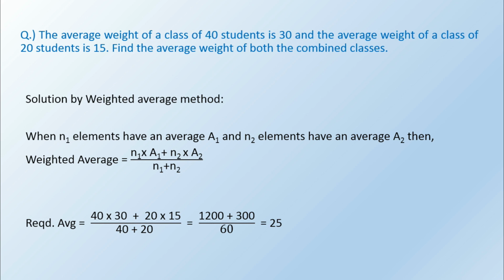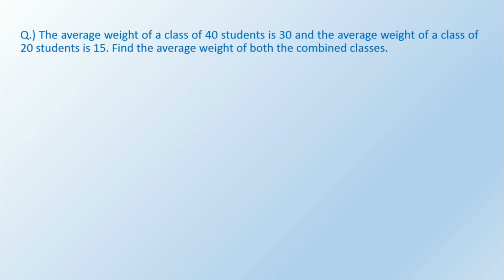Now let's solve this question by the alligation concept. In the alligation method, we represent the data in this question in this form. Here, the two averages, which are 15 and 30, are mentioned at the top. The smaller one is written at the left, the bigger one is written at the right. The combined average, which we don't know in this question, we have kept as x, is mentioned at the center.